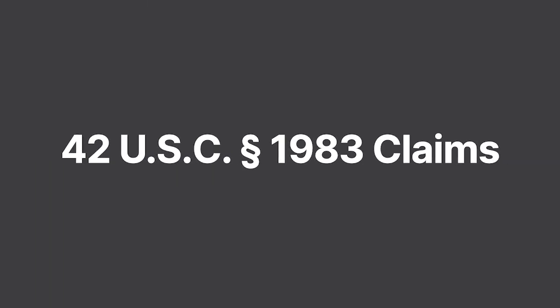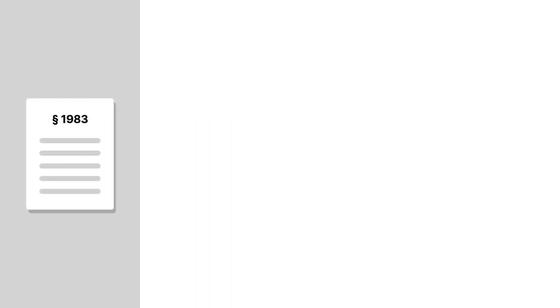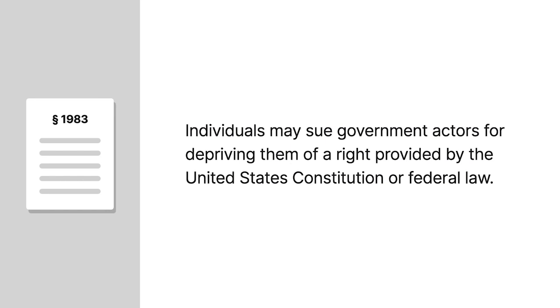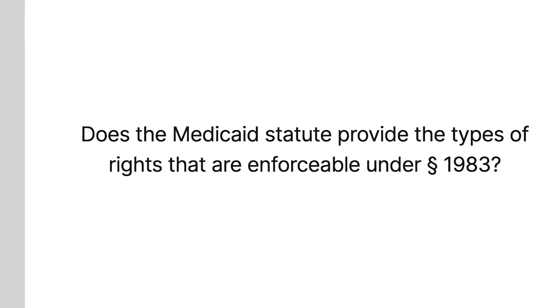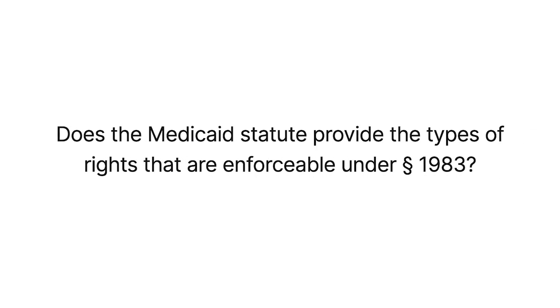Enacted as part of the Civil Rights Act, Section 1983 gives individuals a right to sue government actors for depriving the individual of a right provided by the United States Constitution or federal law. The Medicaid statute is a federal law. But does the Medicaid statute provide the types of rights that are enforceable under Section 1983?